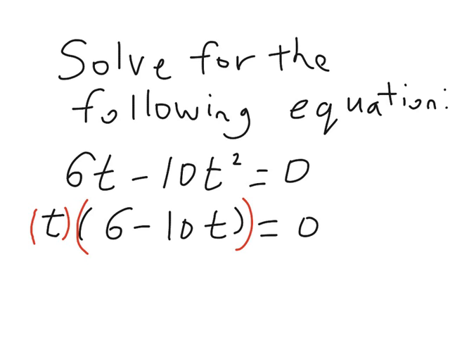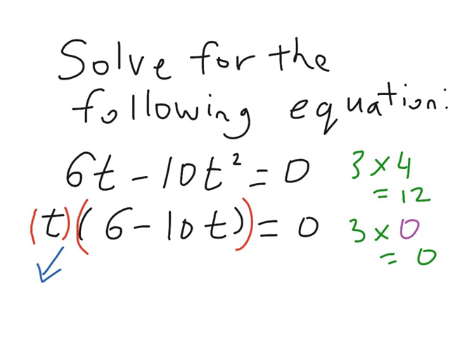When we multiply two numbers, for example 3 times 4, we know that we can't get 0. The only way we can get 0 is if one of the numbers we multiply is equal to 0, like this. Then we'll get 0. This tells me that in my equation, either t must be 0 or 6 minus 10t must be 0.